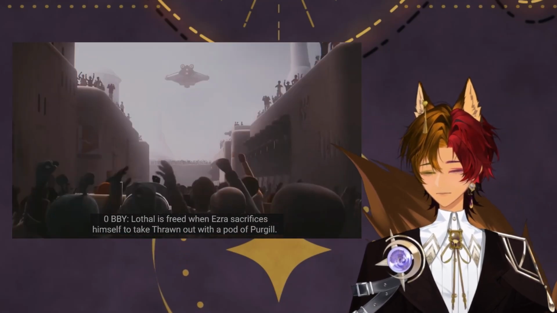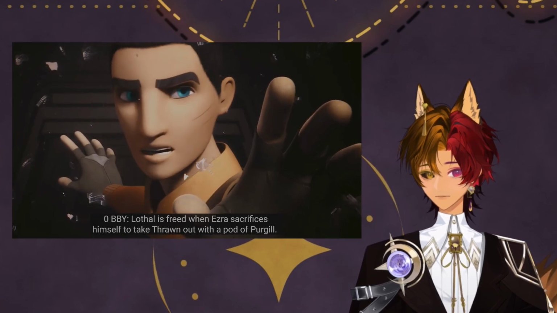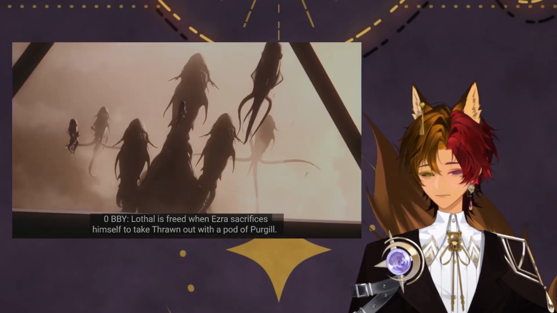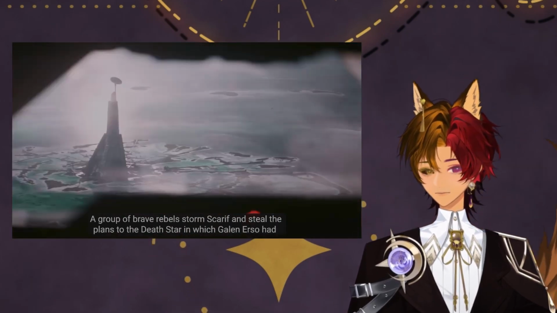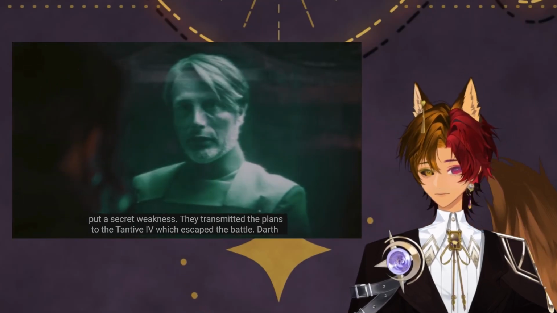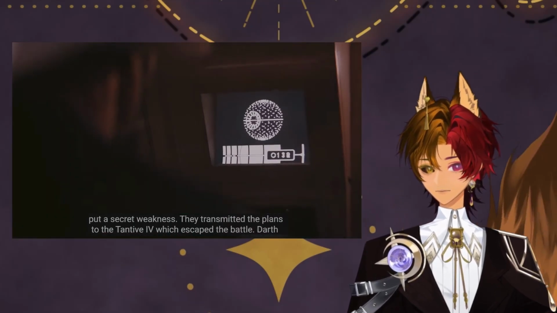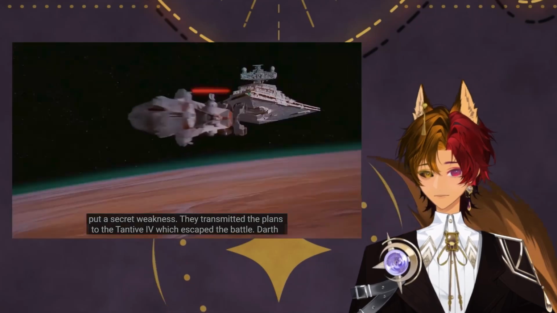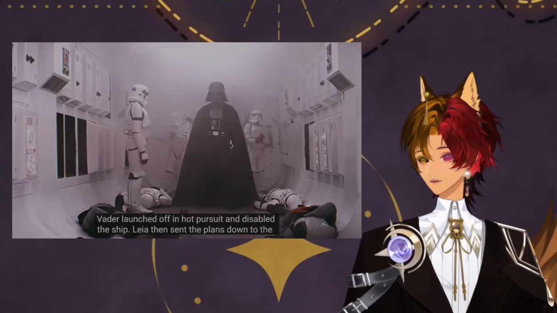0 BBY. Lothal is freed when Ezra sacrifices himself to take Thrawn out with a pod of Purgil. A group of brave rebels from Scarif steal the plans to the Death Star, in which Galen Erso had put a secret weakness. They transmitted the plans to the Tantive IV, which escaped the battle. Darth Vader launched off in hot pursuit and disabled the ship.